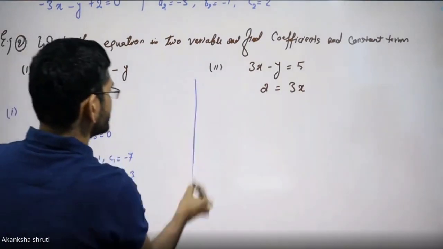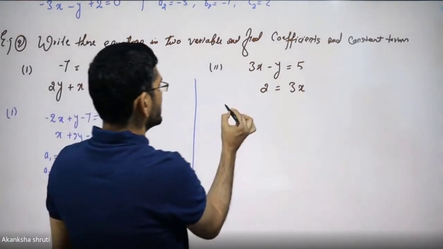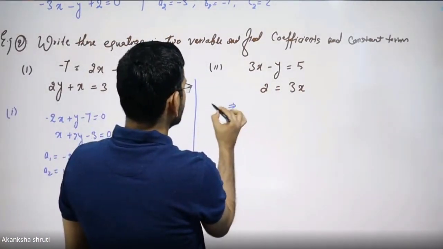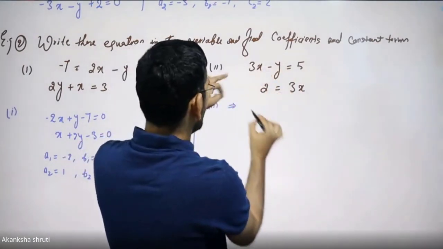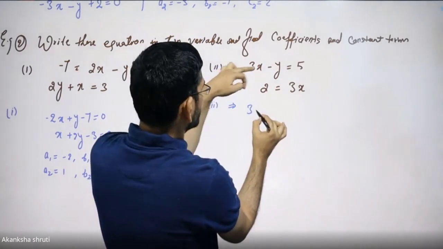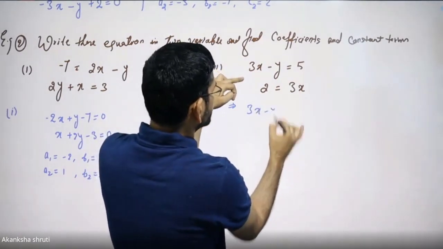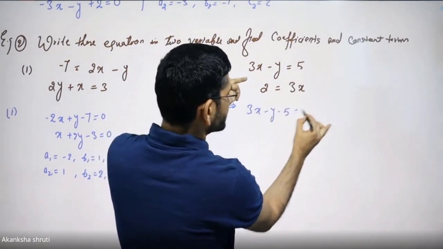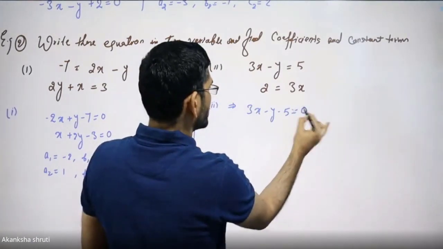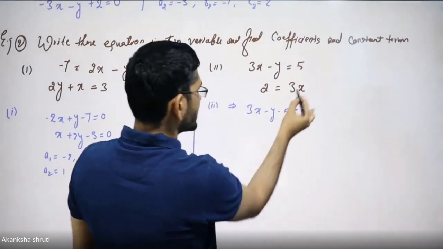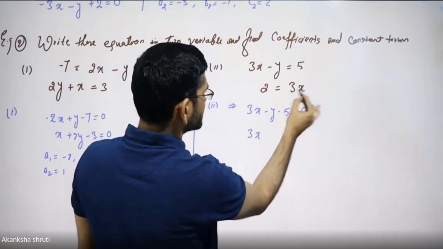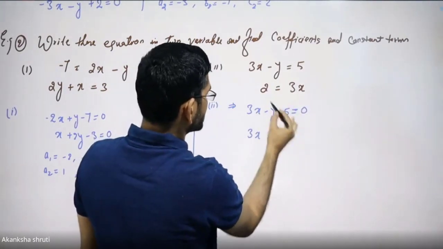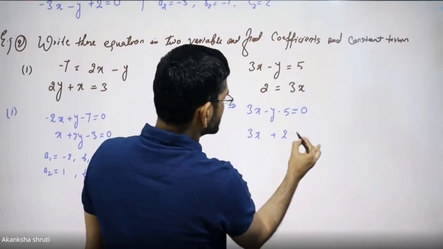Now let us come to this second part. This second part has to be written in the same standard form. Already the first is 3x minus y minus 5, bring it on the left hand side, becomes equal to 0. Now coming to the second one. For the second one we have 3x, but this is plus 2 is equal to 0.